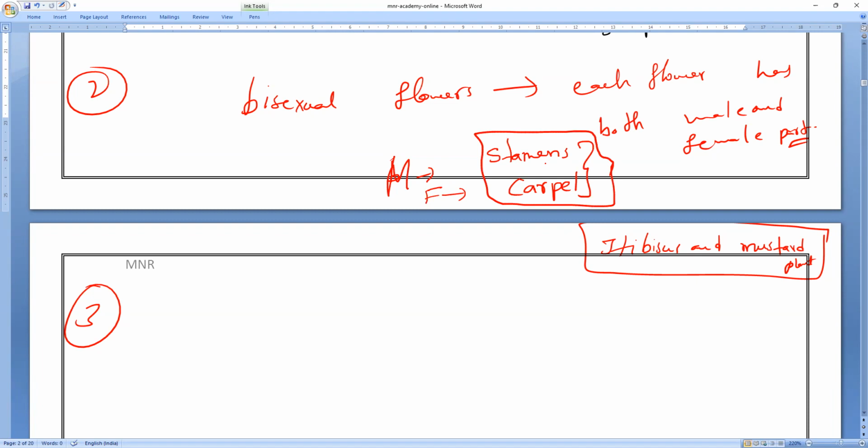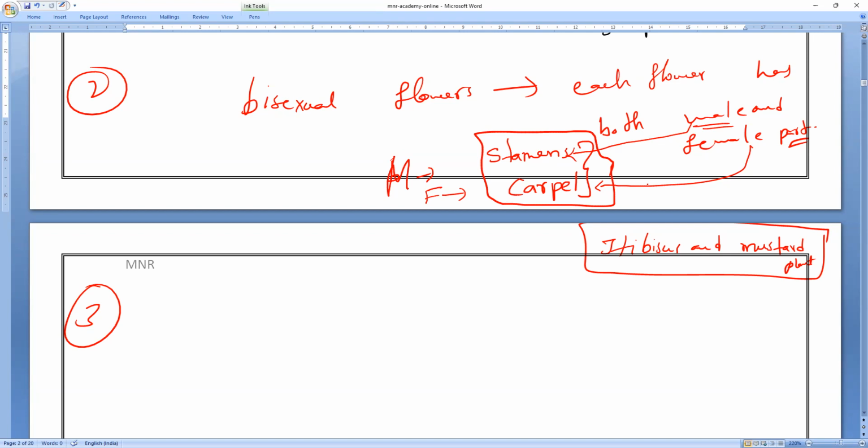So all the pea plants, the flowers of a pea plant, are actually bisexual flowers. Each flower has both male part, what do you mean by male part? Stamen. And female part? Carpel. So that is the next point. The structure of the flower completely encloses the reproductive organs until fertilization. Because of that, what will happen? Self-pollination will occur, and it is easy to get pure offspring of the next generations.